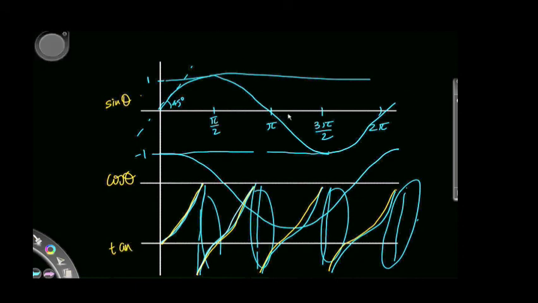So we've seen the unit circle now, and our lesson for trigonometry is, for the time being, done. See you in the next video.